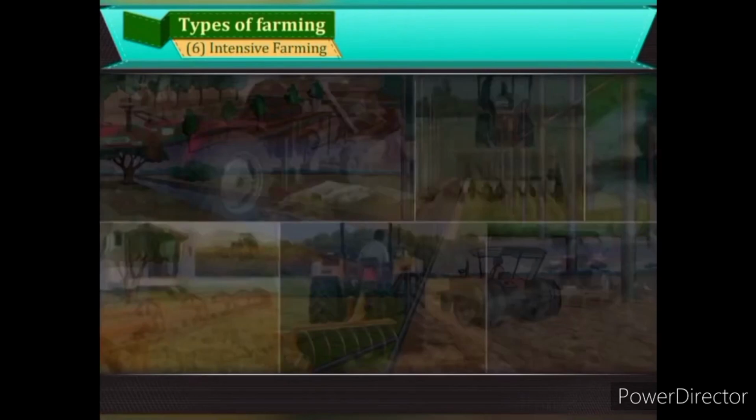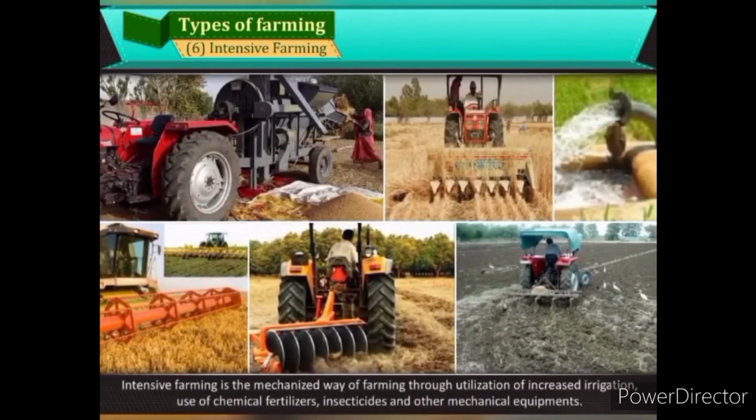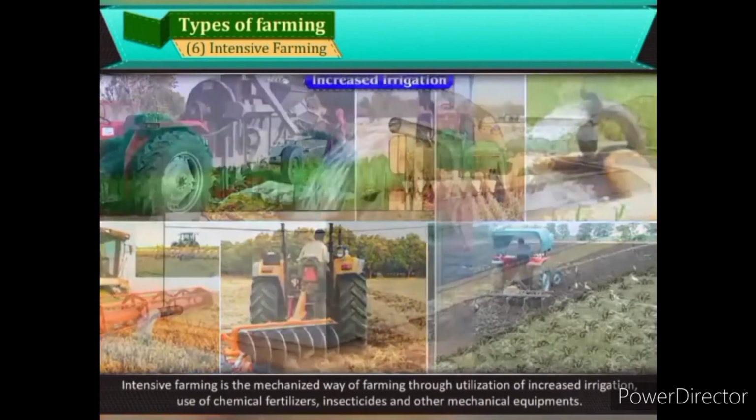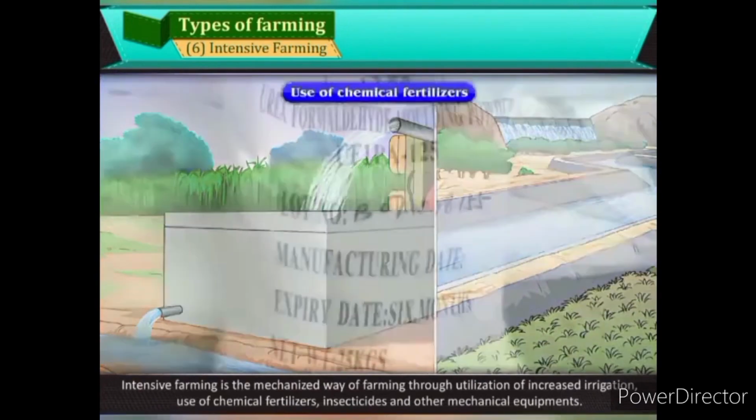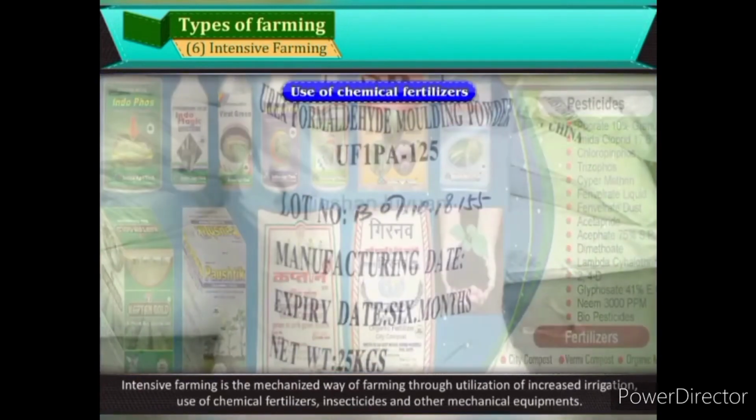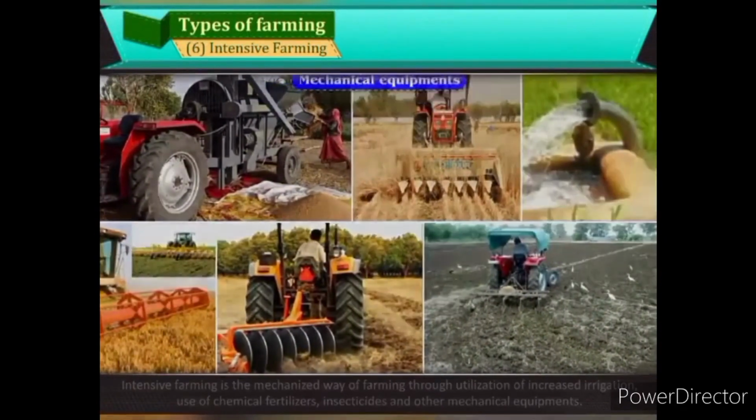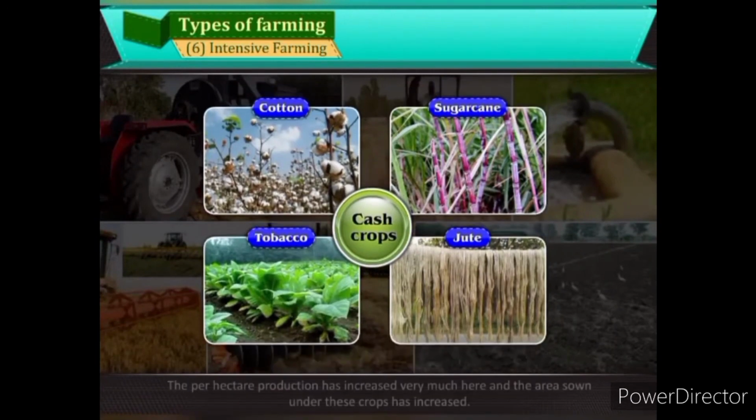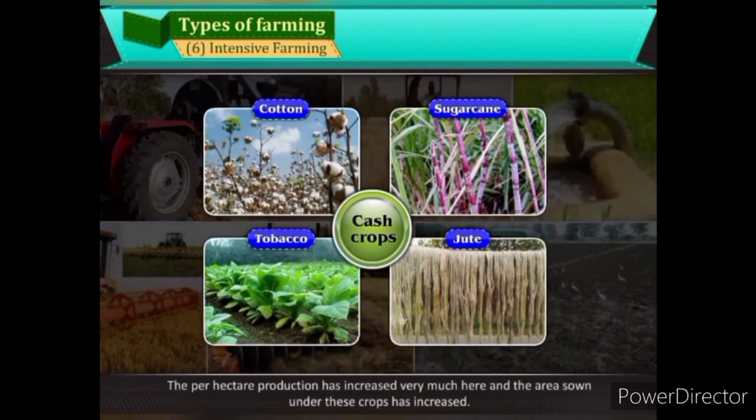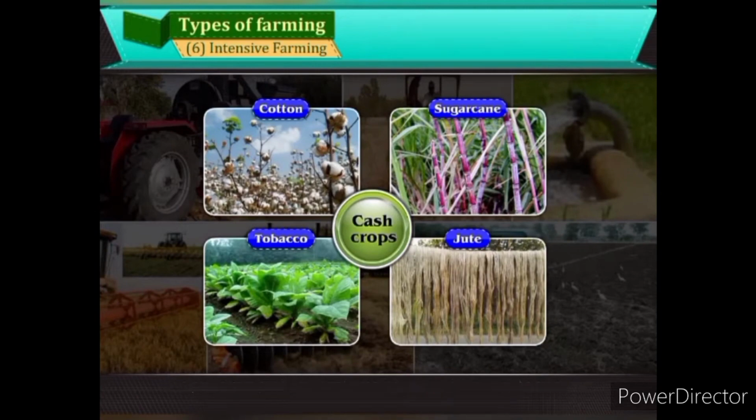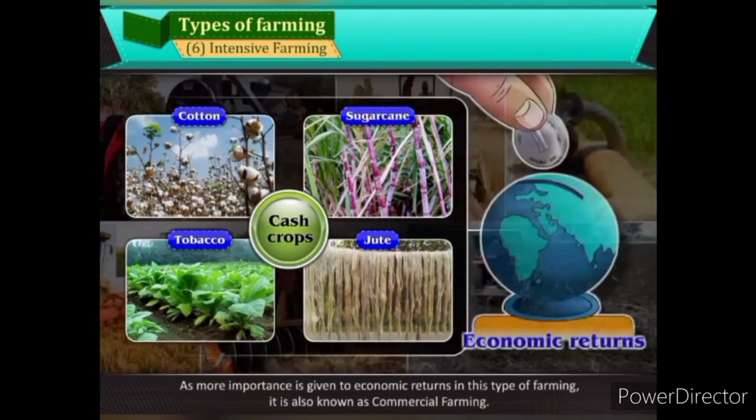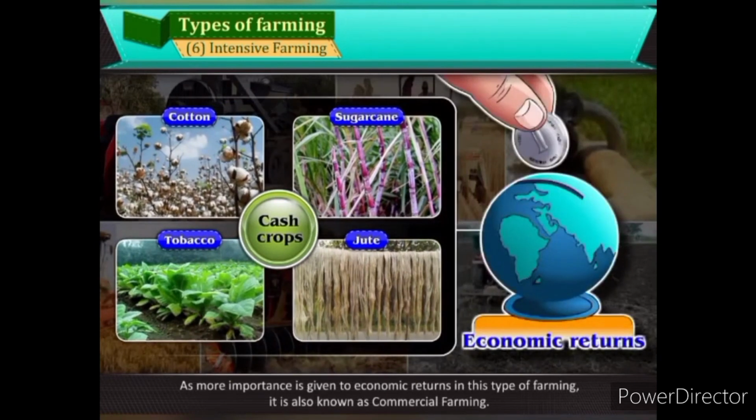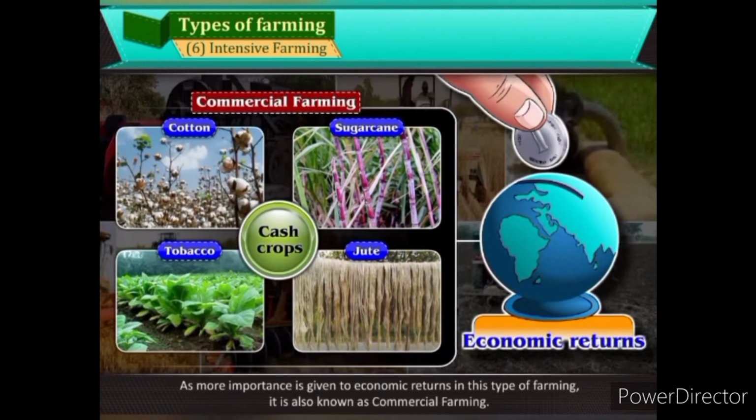Intensive farming. Intensive farming is the mechanized way of farming through utilization of increased irrigation, use of chemical fertilizers, insecticides, and other mechanical equipment. Cash crops are grown more in this type of farming. The per hectare production has increased very much here, and the area sown under these crops has increased. As more importance is given to economic returns in this type of farming, it is also known as commercial farming.